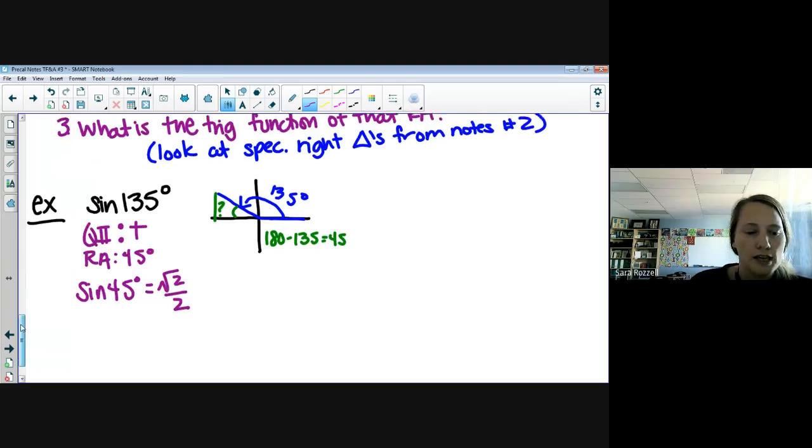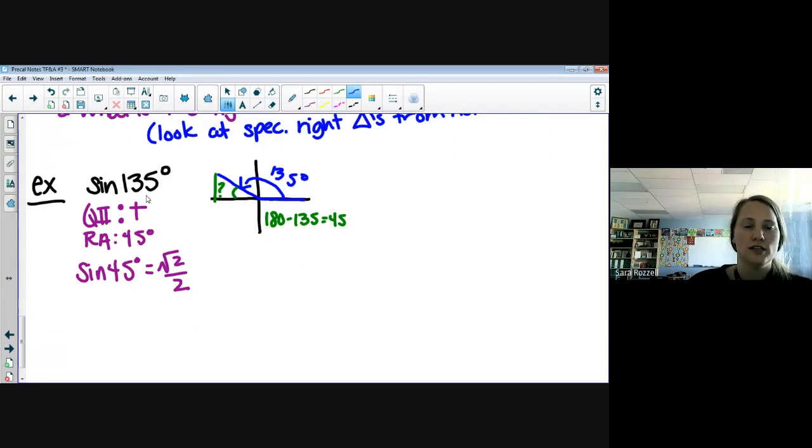Okay, so that is root 2 over 2. And I'm going to put them together. I always do this even though it's kind of redundant, but I want to make sure I have the right sign if it's positive or negative. So my answer is positive root 2 over 2. So sine of 135 degrees is positive root 2 over 2.